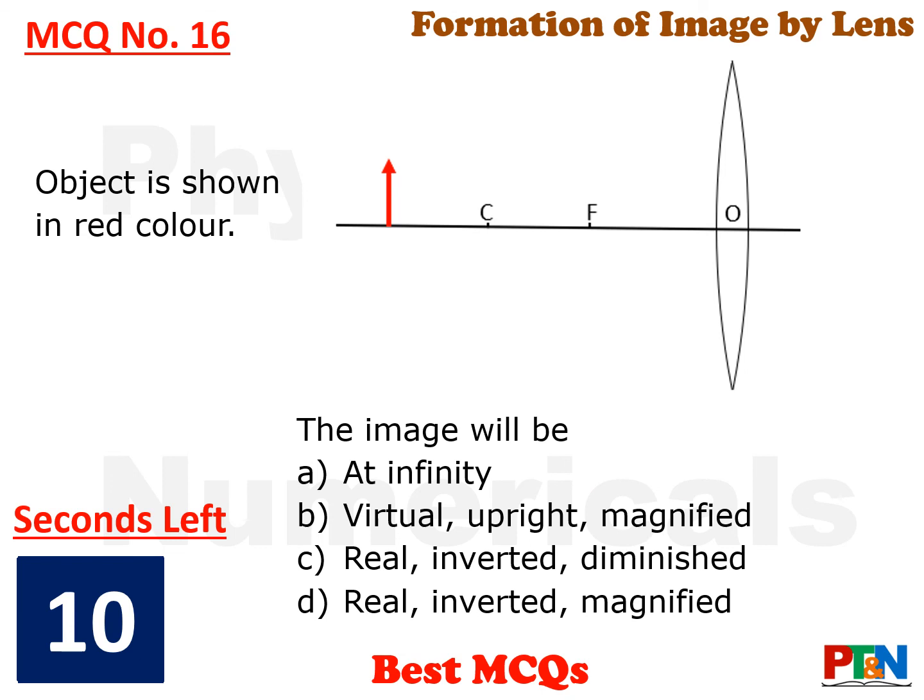Next MCQ. Here also the object has been shown in red color, kept in front of a convex lens. Now you need to find out how the image will be. 4 options, 10 seconds time for you. Timer starts now.